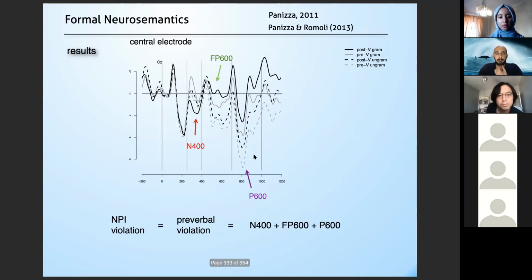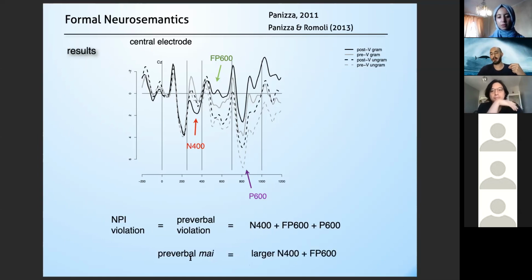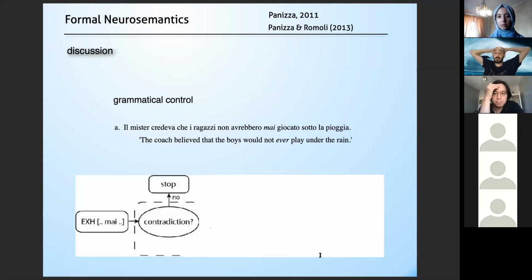Okay, so to sum up, the NPI violation behaves just like the preverbal violation. And this is already kind of crazy. And they have this triphasic pattern with N400, frontal P600, and posterior P600. The preverbal mai, which is a grammatical sentence, has a larger N400 and the frontal P600, but no posterior P600. Okay, so how can we make sense of this? Here's how.